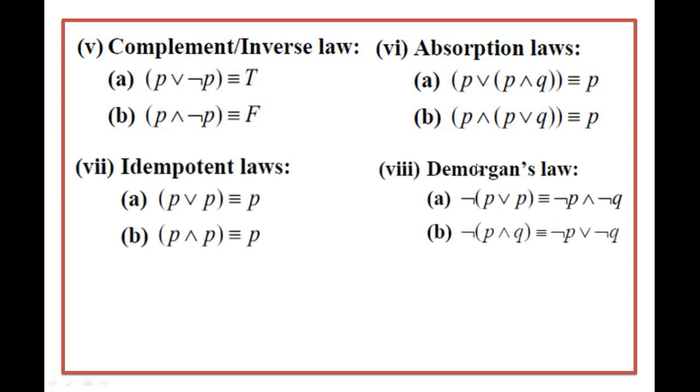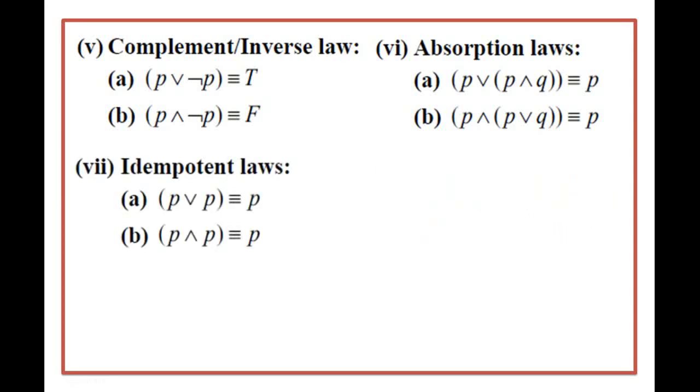The next one is the idempotent law. The idempotent law uses the same proposition variable: P or P is equivalent to P, and P and P is equivalent to P. So this is called the idempotent law.